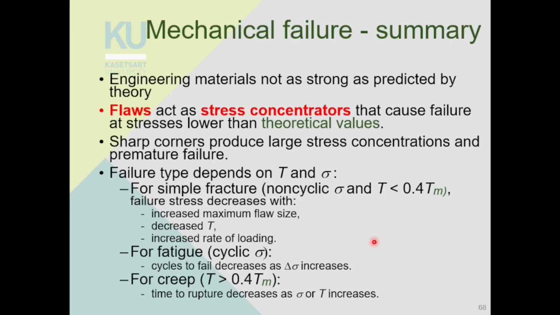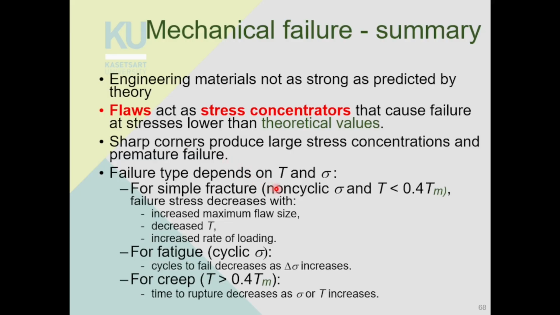And the mechanical failure summary. Engineering material is not as strong as predicted by theory because of flaws. Flaws act as stress concentrators that cause failure at stress lower than the theoretical value. Sharp corners produce large stress concentrations and premature failure.